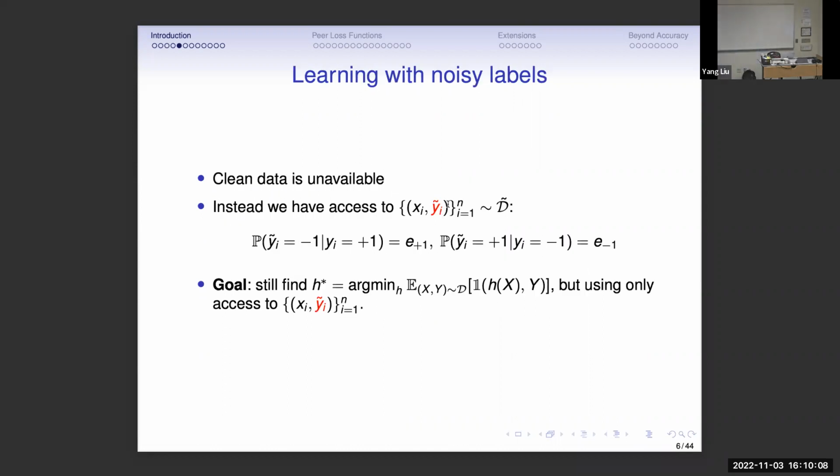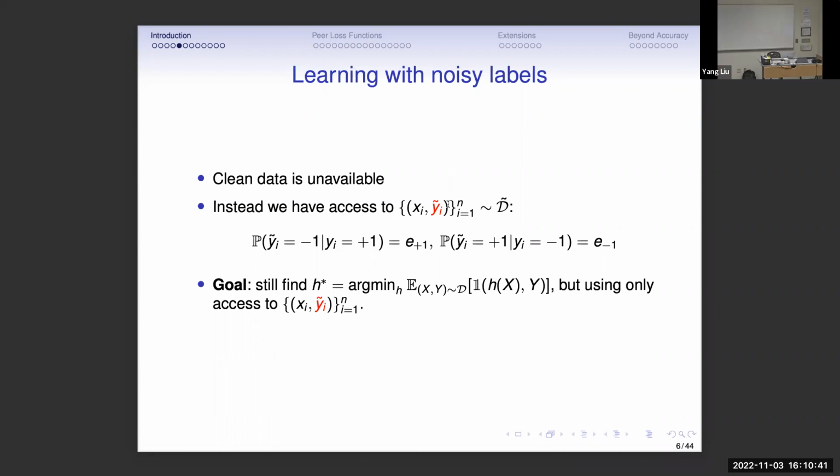Instead, we have access to x and y tilde, and y tilde is noisy. And I'm going to consider the following generation model. The generation of the noisy label y tilde in the binary case is controlled by two parameters, which I call e plus, e minus. So e plus is: when the true label is plus, what's the chance of you observing a minus label? And e minus is: when the true label is minus, what's the chance of you observing a plus label? Okay. So for the binary case, that's how you define this noise model.